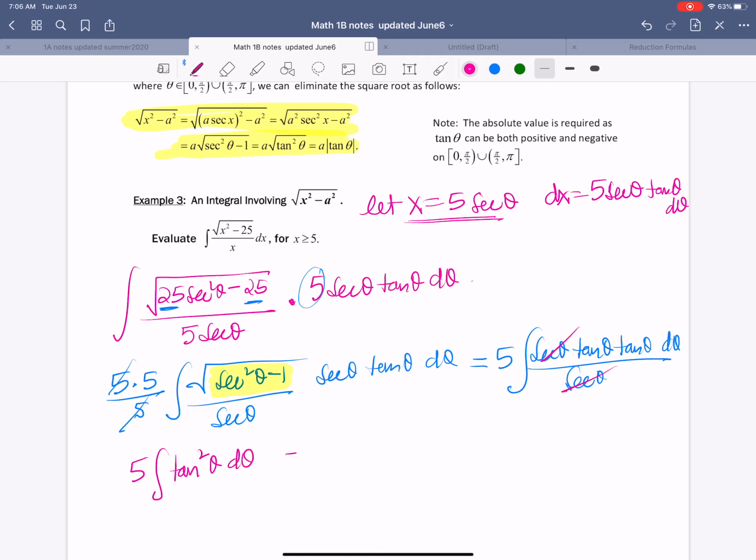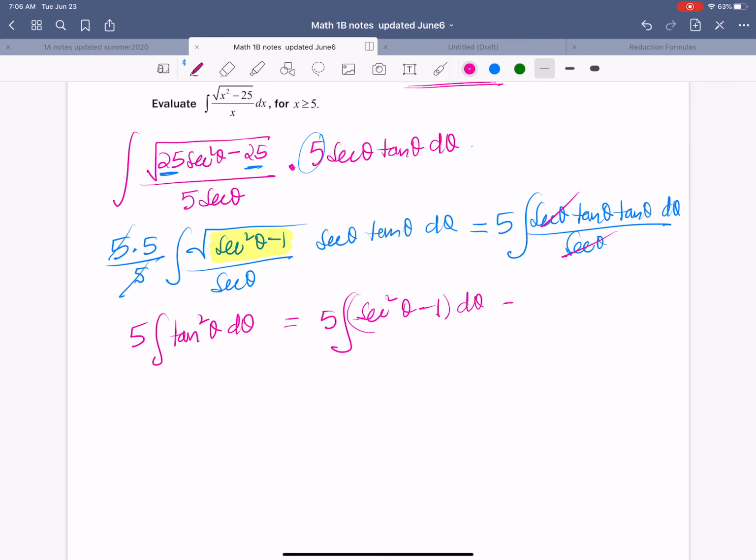How do I evaluate this integral? We can break tangent squared theta into secant squared theta minus 1 again. That's how we can evaluate, because there's no u-substitution or any other techniques that would work here. So we can use the trig identity back, and now I can isolate the two integrals. So I can do secant squared theta d theta minus 1 d theta.